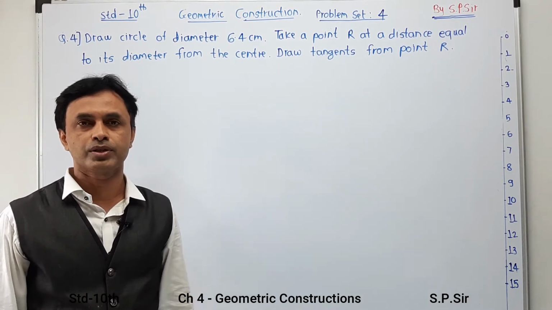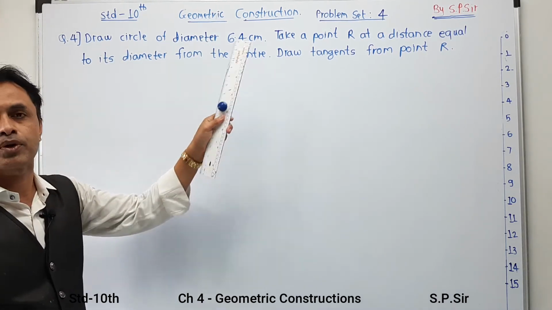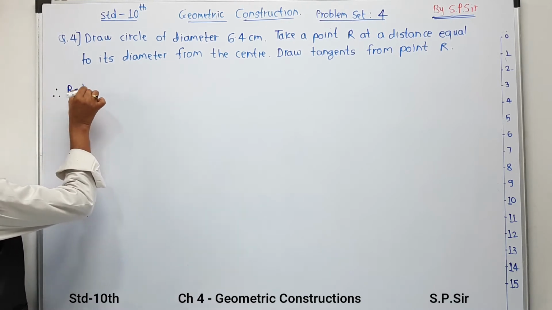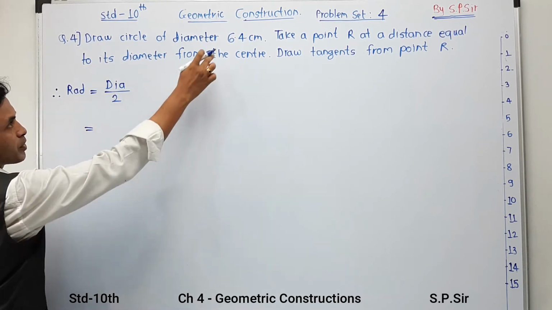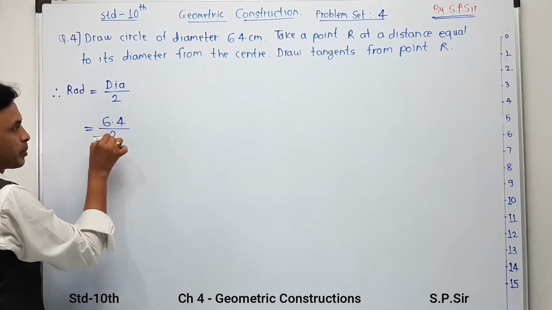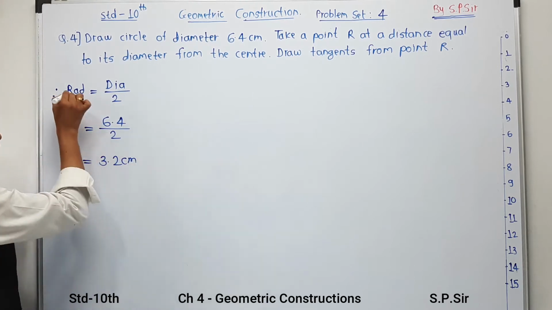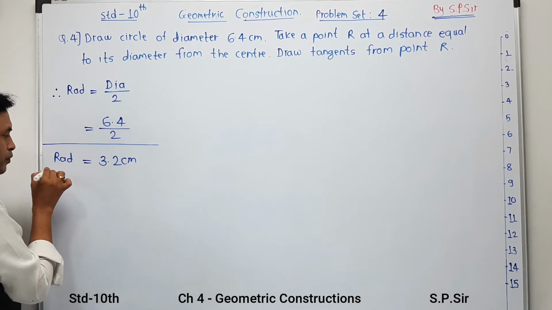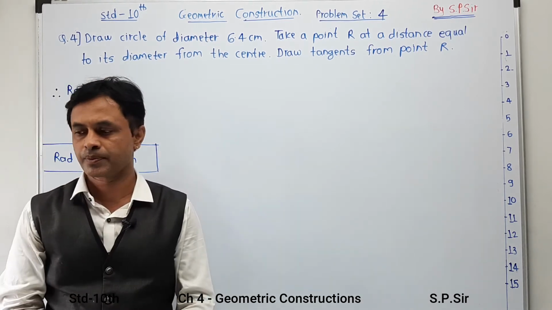First, the mathematical calculation. If they have given the diameter of a circle as 6.4 centimeter, then I have to calculate the radius. So radius is equal to diameter divided by 2. Here the diameter is 6.4 centimeter, so 6.4 divided by 2 becomes 3.2 centimeter, and that is nothing but the radius of your circle. So remember, the first thing you should know is that the radius of your circle is 3.2 centimeter.